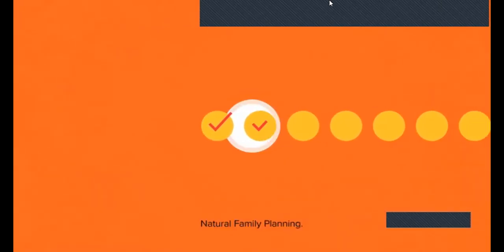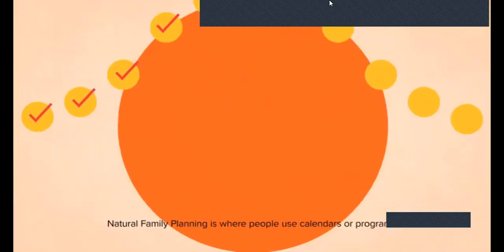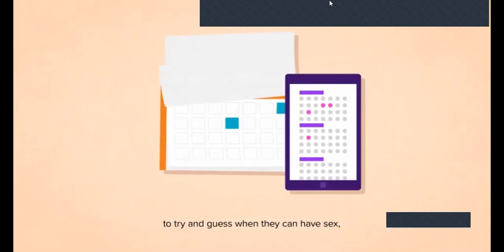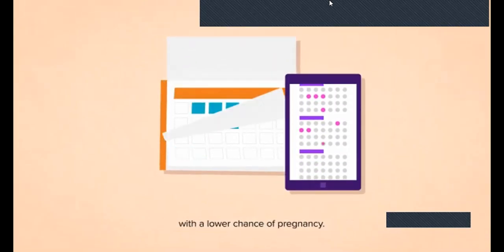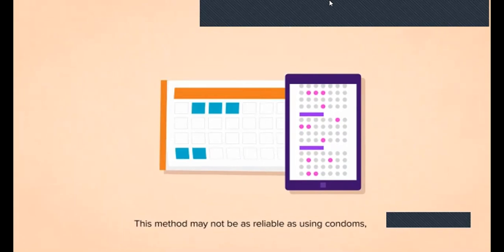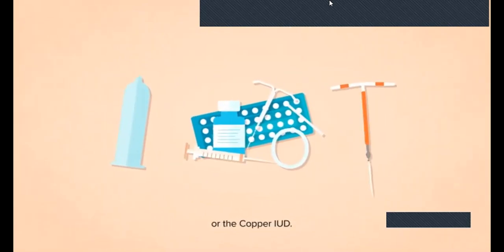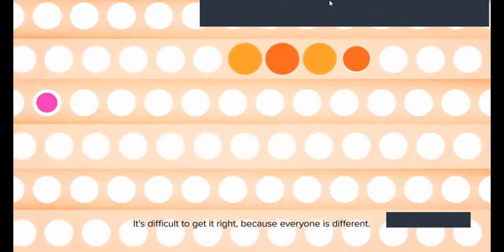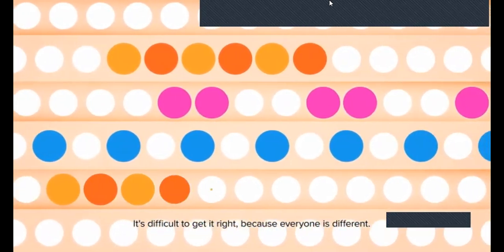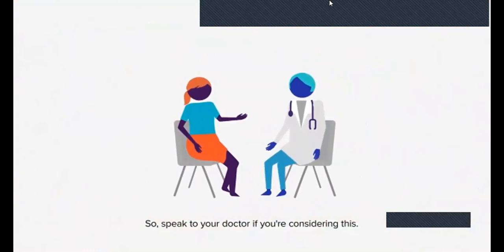Natural family planning. Natural family planning is where people use calendars or programs to try to guess when they can have sex with a lower chance of pregnancy. This method may not be as reliable as using condoms, hormonal methods, or the copper IUD. It's difficult to get it right because everyone is different. So speak to your doctor if you're considering this.